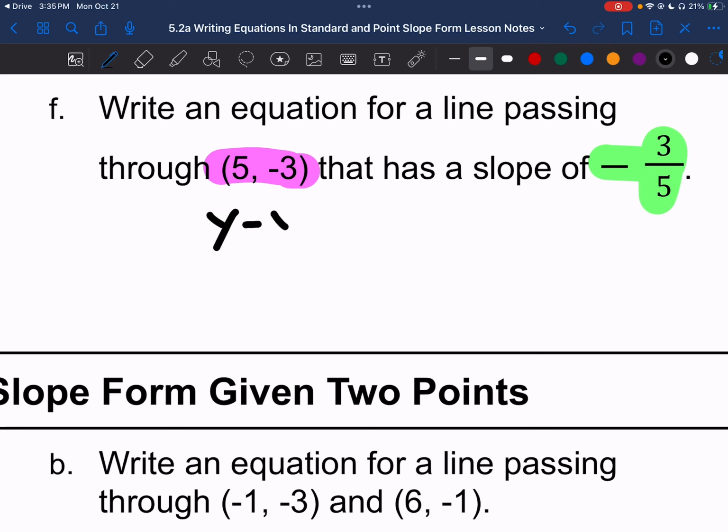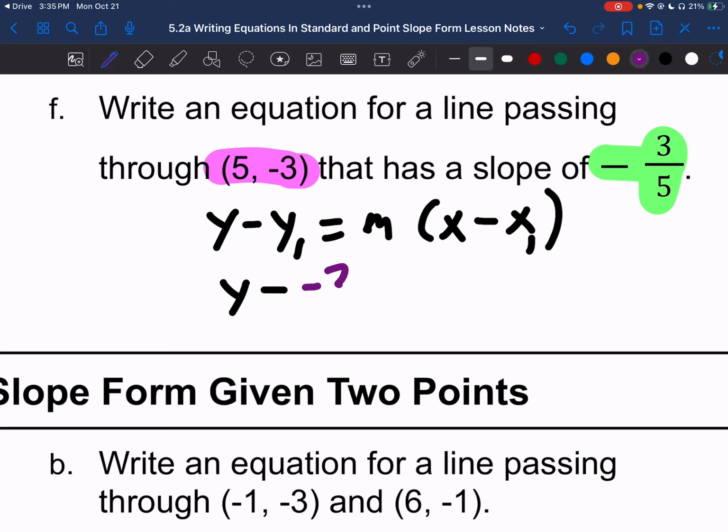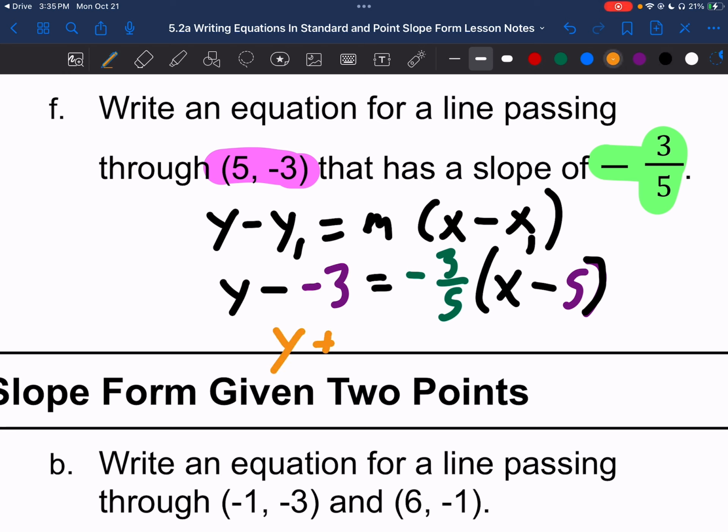So y minus y1 is equal to m times x minus x1, and we substitute in. y minus -3 is going to be equal to -3/5 times the quantity x minus 5. And there is a double negative there that we need to simplify, so it's y plus 3 is equal to -3/5 times the quantity x minus 5.